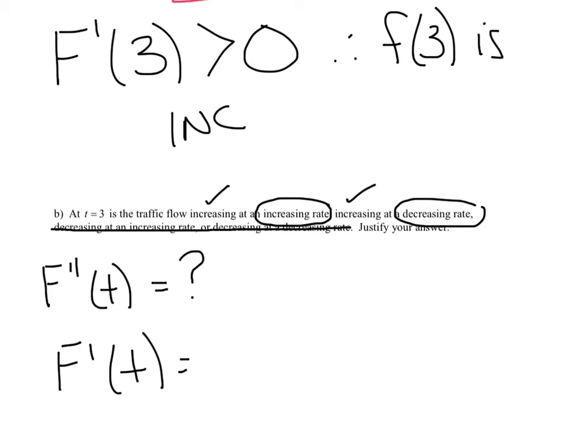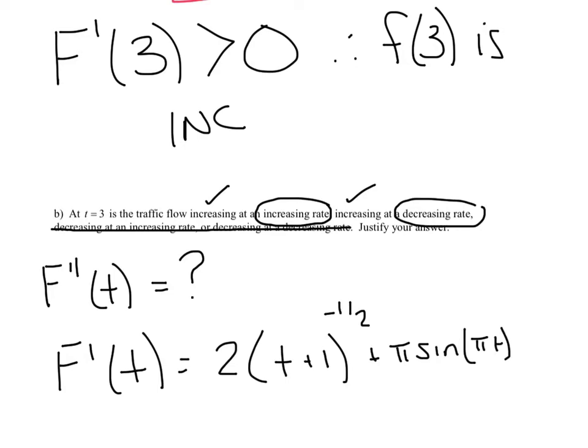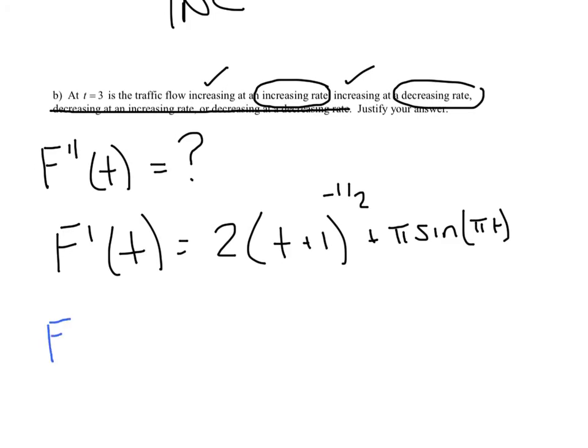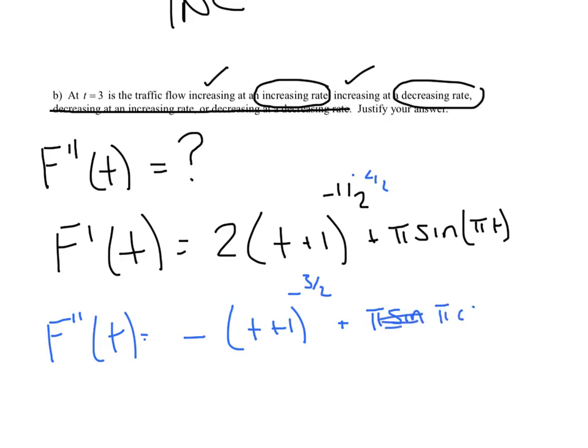And I think that was 2 times (t plus 1) to the negative 1/2 plus pi sine of pi t. And I'm going to take its derivative and evaluate it at 3. So f double prime of t equals, that's going to be a negative (t plus 1) to the negative, if I subtract 2 over 2, 3 over 2 times the inside, plus I've got pi times the cosine of pi t times pi.